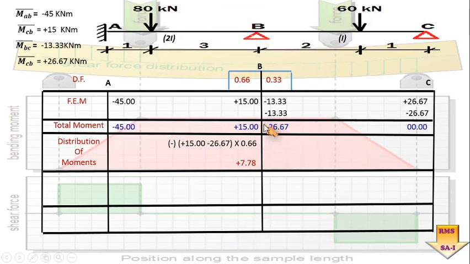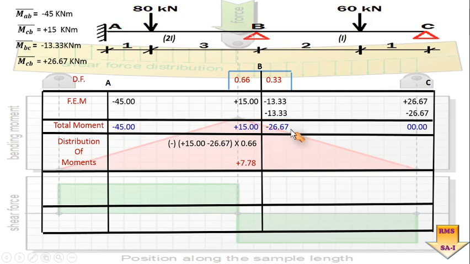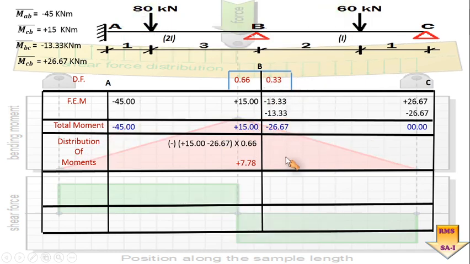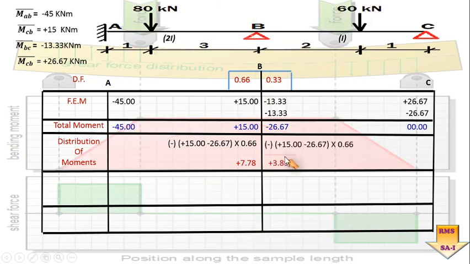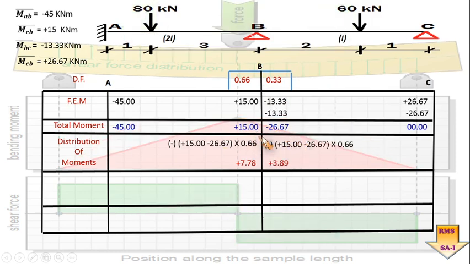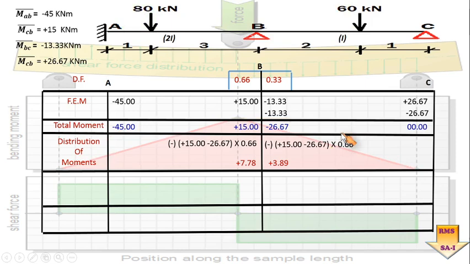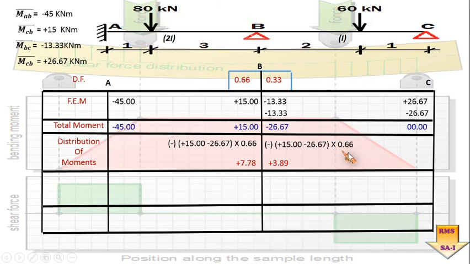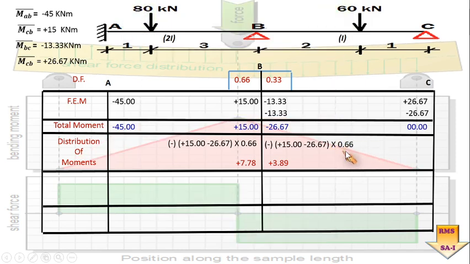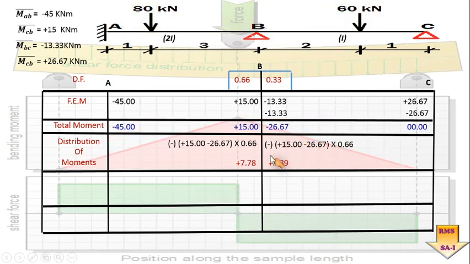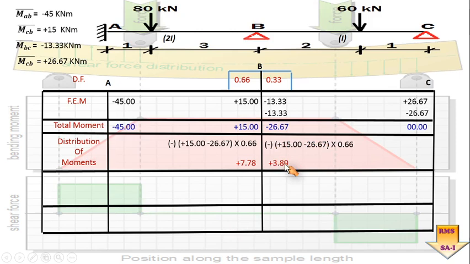Is it okay? So again, the difference between these two is multiplied by the distribution factor, into the negative sense, meaning minus, in the bracket, plus 15 minus 26.67 into 0.33. This is not 0.66, this is 0.33. So let me make a small correction here, it is not 0.66, it is 0.33. So that total value comes out to be equal to 3.89.